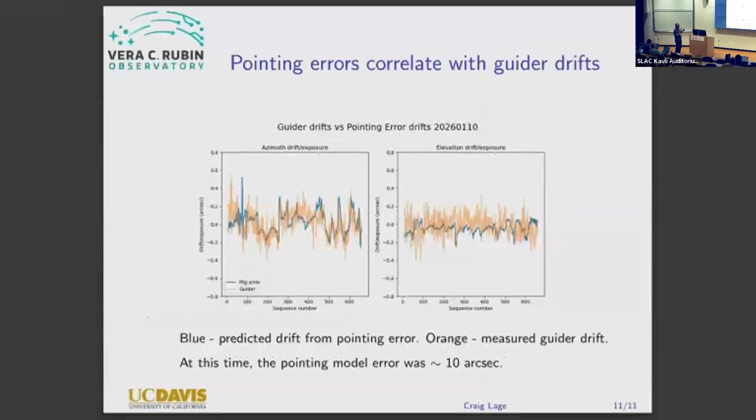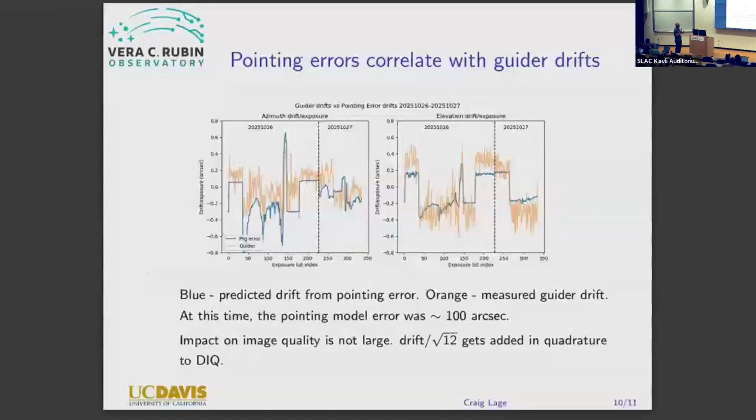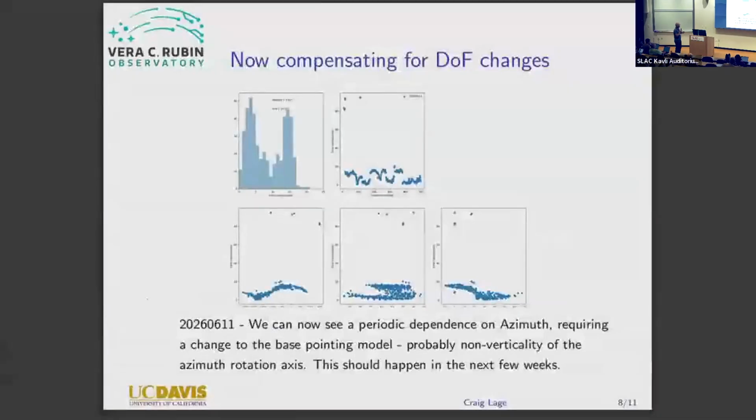This is a similar thing when we were down at around 10 arc seconds. You can see they're still correlated, but the shifts are smaller. And I think if I can go back here, when we get this corrected, we should be down on the order of 1 arc second. So hopefully that's where we'll be fairly soon. Okay, that's what I had.